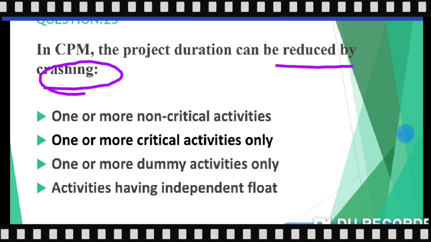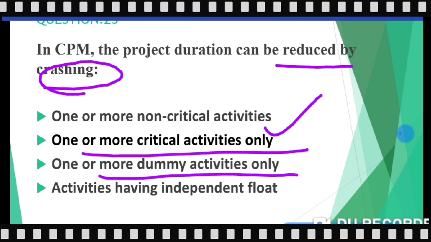It is talking about which activities we need to crash. Will we crash one or more non-critical activities, or one or more critical activities, one or more dummy activities, or activities having independent float? Which of them is correct? It is asking how we can reduce the project duration. Crashing means how to reduce the project duration.